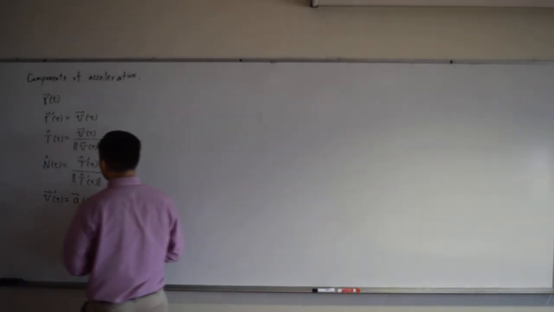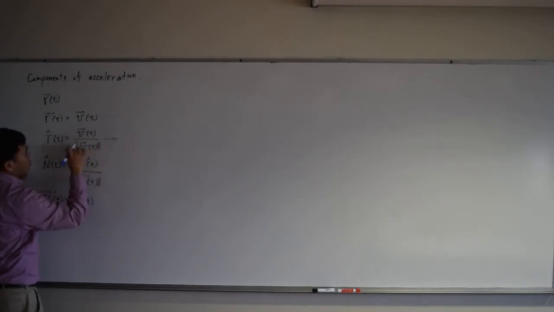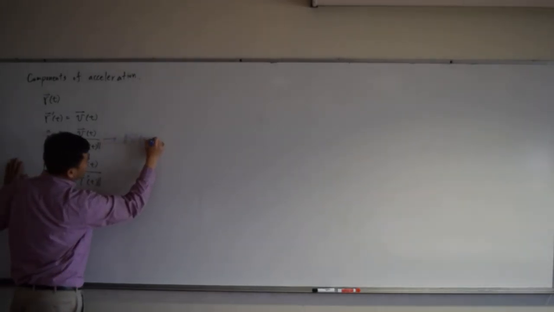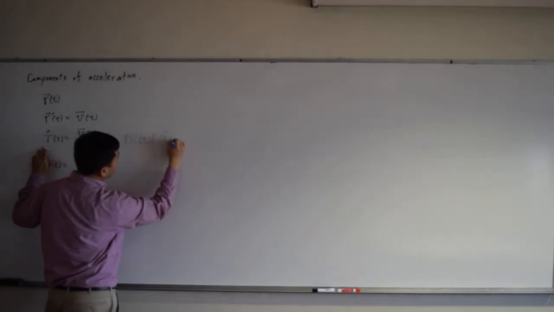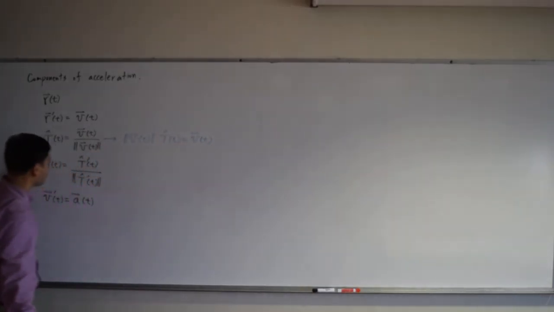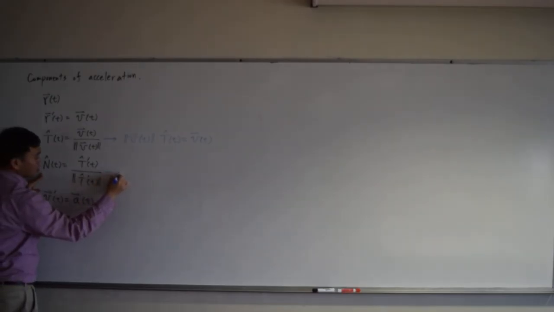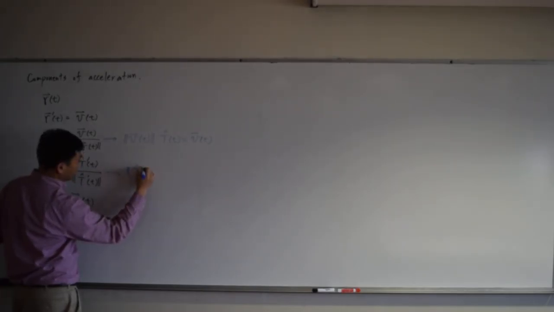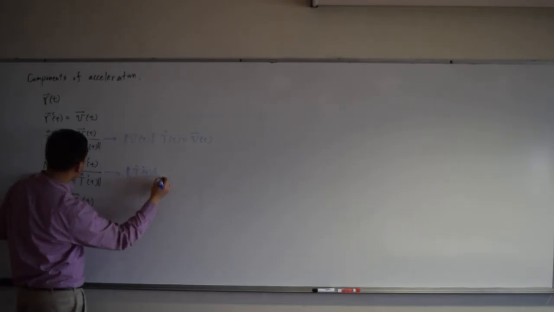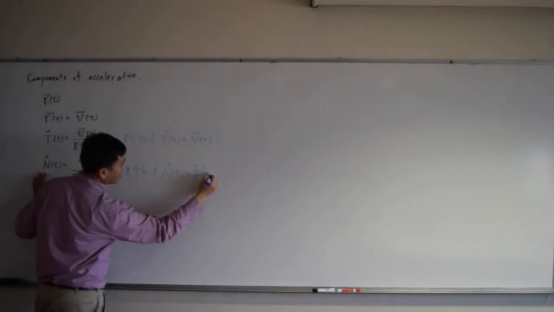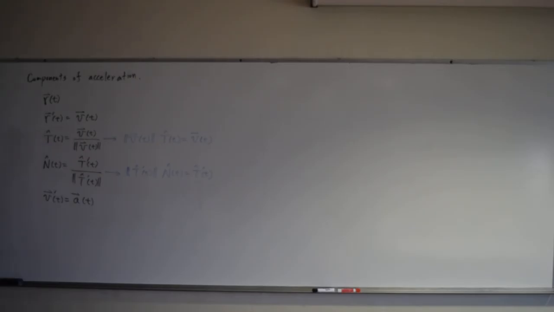So first, take this one and solve for v. So you multiply this to the other side, and you get norm of v(t) times T(t) is v(t). And this one, you multiply this to the other side, and you get norm of T prime of t times N(t) equals T prime(t). And those are the things that I'm going to use. So watch.